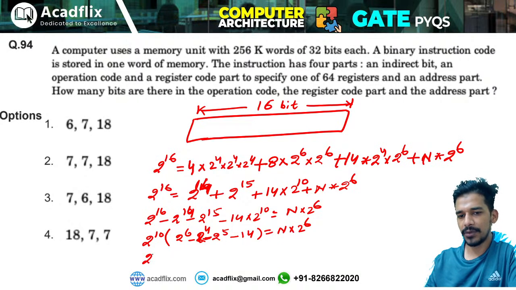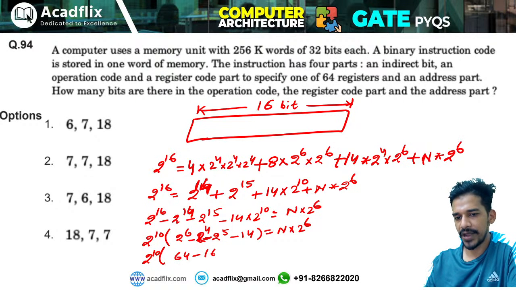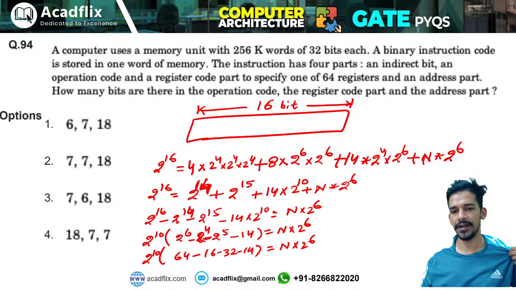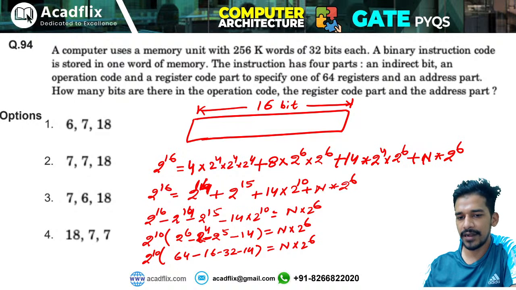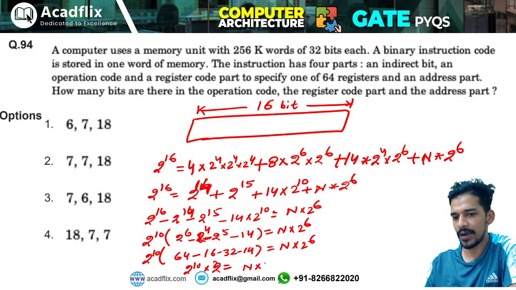Okay, so this will become 2 to the power 10 into 64 minus 16 minus 32 minus 14 equals n into 2 to the power 6. So this will become 16 plus 14 is 30, and 32 is 62, 64 minus 62 is 2. That means 2 to the power 10 into 2 equals n into 2 to the power 6.